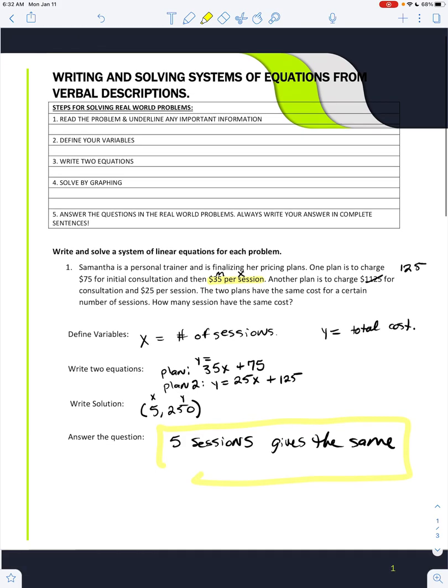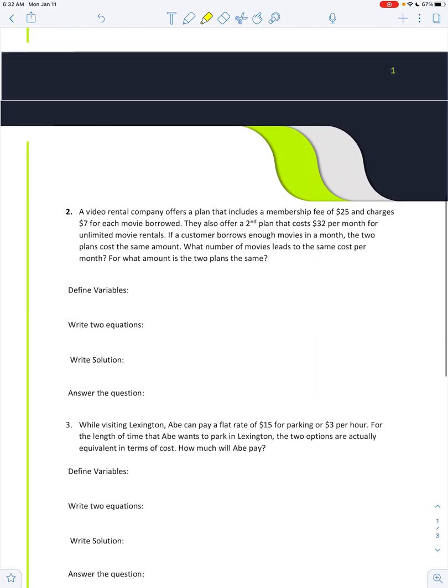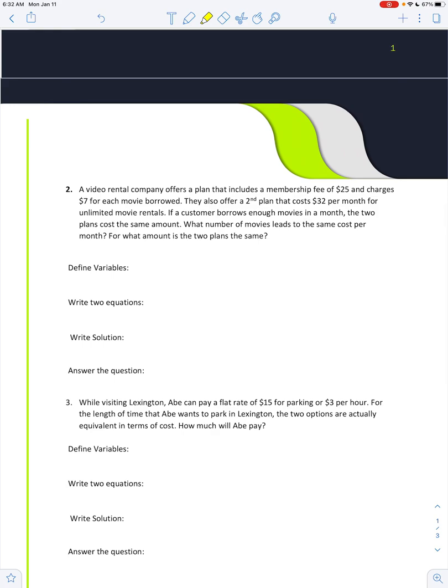All right. Let's go to our next problem. A video rental company offers a plan that includes a membership of $25 and charges $7 for each movie borrowed. They also offer a second plan that costs $32 per month for unlimited movie rentals. If a customer borrows enough videos or movies in a month, the two plans cost the same amount. What number of movies leads to the same cost per month? And then for what amount is the two plans the same? All right, so we have two questions here.